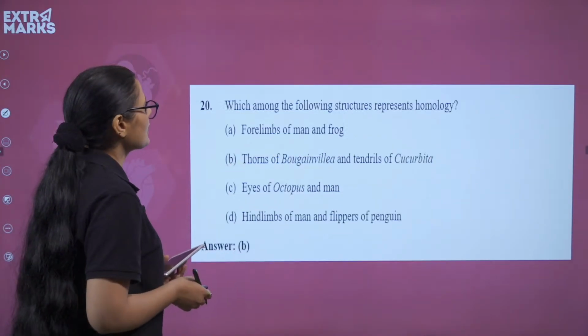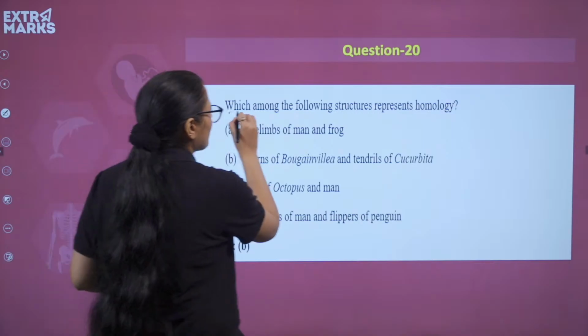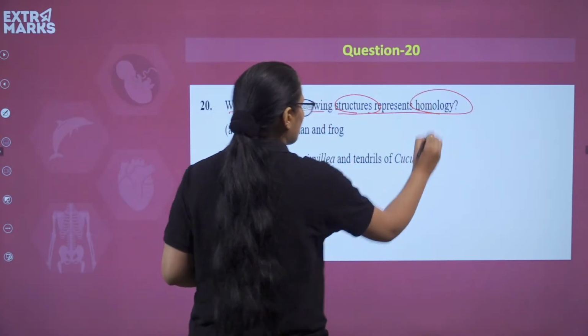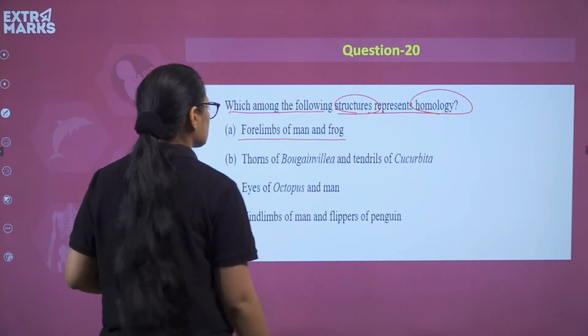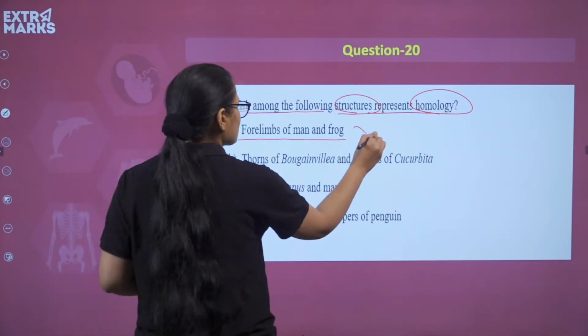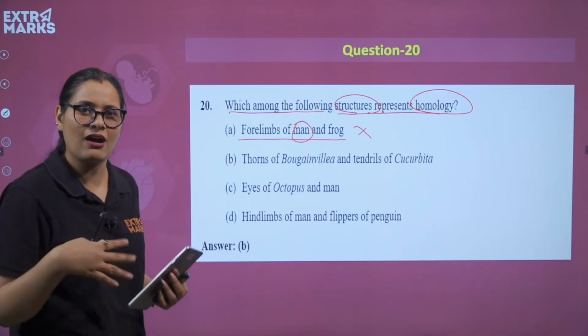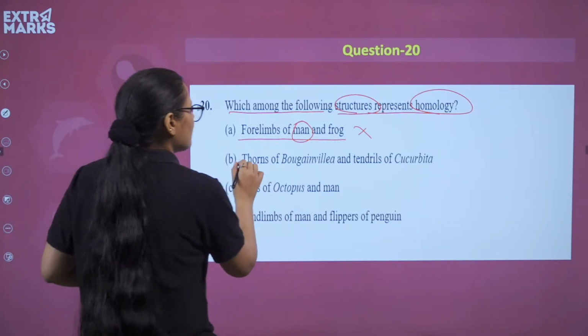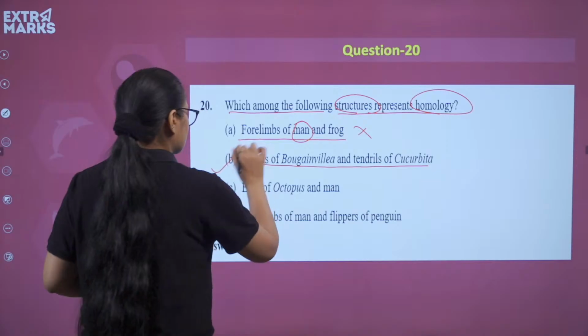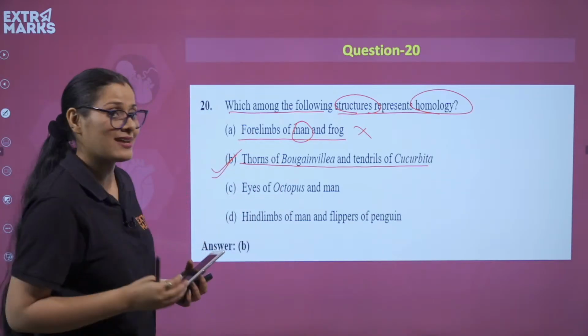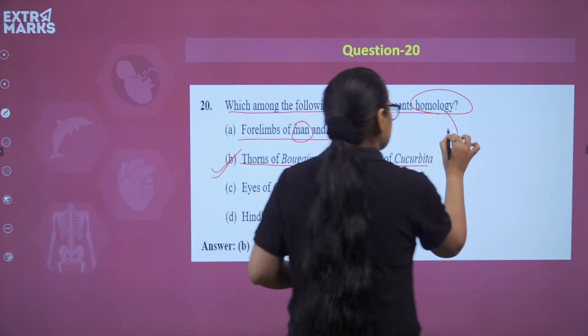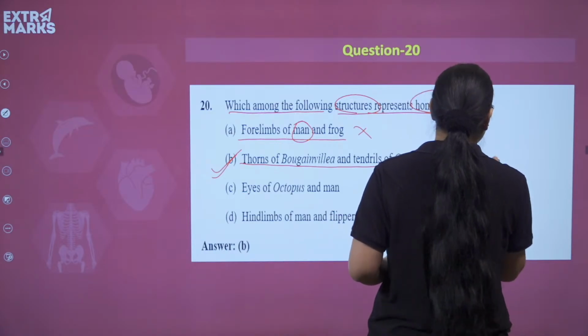Let's move on to question number 20, that says which among the following structures represents homology? Very first structure is forelimb of man and frog. This is incorrect. This should be between mammals, forelimb of man, cheetah, whale, etc. Thorns of bougainvillea and tendrils of cucurbita is the correct answer. That shows homology and divergent evolution, because this exhibits divergent evolution.